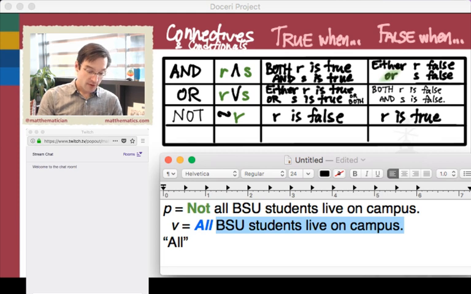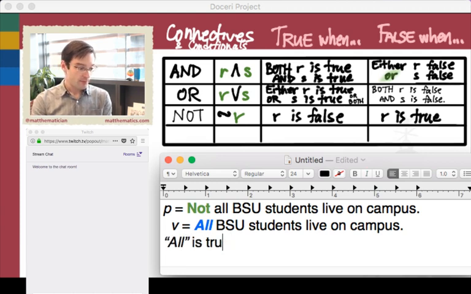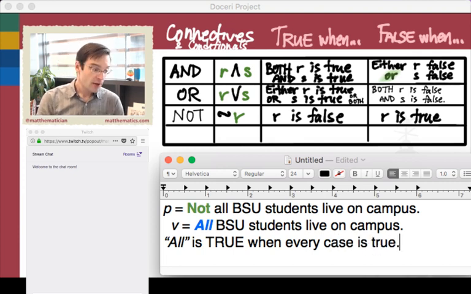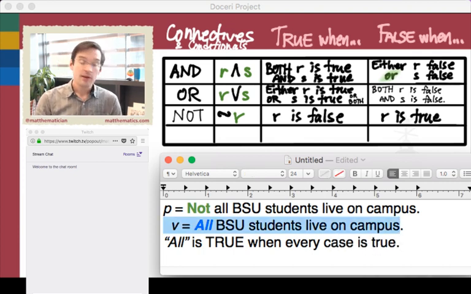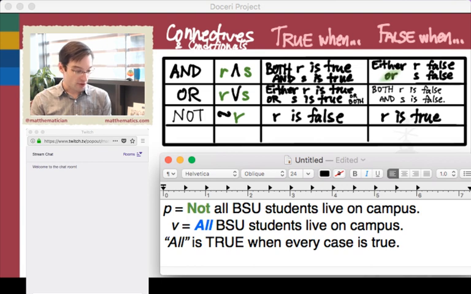If I want to prove that the statement V is correct, okay, so for an all is true, it's true when every case is true. In other words, in order to prove that this statement here is correct, I would have to poll every single BSU student. Do you live on campus? Yes. Do you live on campus? Yes. Do you live on campus? Yes. And they would all, every one of them, have to tell me yes, in order to substantiate the truth value of V.